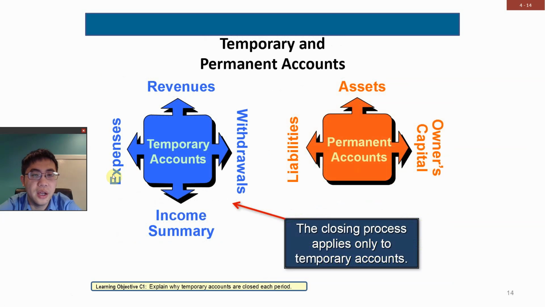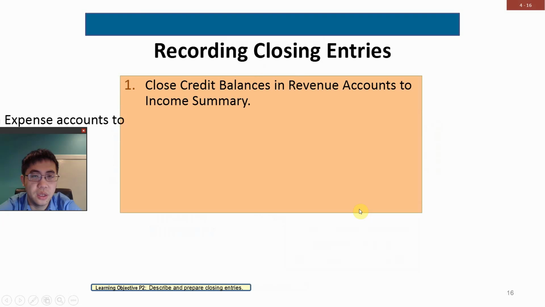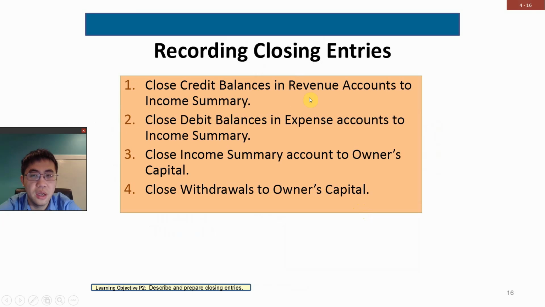So for temporary accounts, you will have revenues, withdrawals, expenses, and income summary. All right. And then for the permanent accounts, you will have assets, liabilities, owner's equity. Okay. And the closing process only, you need to remember this, the closing process only applies to temporary accounts. So this shows you how to do the closing. So first of all, close the credit to income summary, and then you need to close the debit in income summary, and also close the owner's equity, and the owner's equity could be divided into capital and withdrawals.